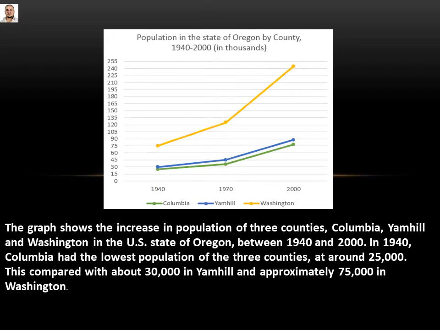Okay, let's come to the first paragraph. If you remember, we said that the introduction to this kind of task is the statement, but paraphrasing it or writing it in another way. The graph shows the increase in population of 3 counties, Columbia, Yamhill, and Washington, in the US state of Oregon between 1940 and 2000. In 1940, Columbia had the lowest population of the 3 counties at around 25,000. This compared with about 30,000 in Yamhill and approximately 75,000 in Washington.